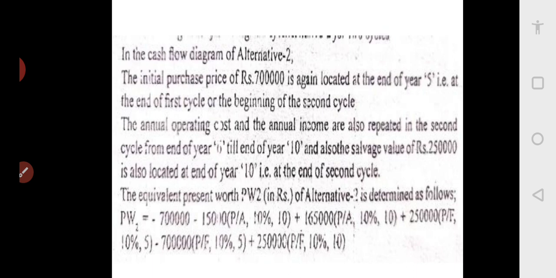The P bar F. P bar F means only one future, only once I am going to sell. So that is 10% and 5 years. The first equipment, first cycle, I am going to sell after 5 years. So I return it as only 5 years.